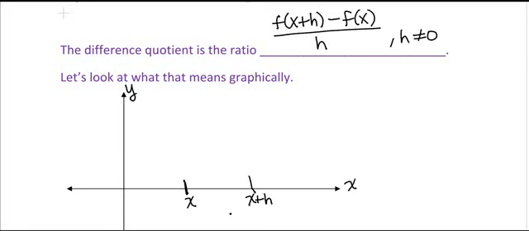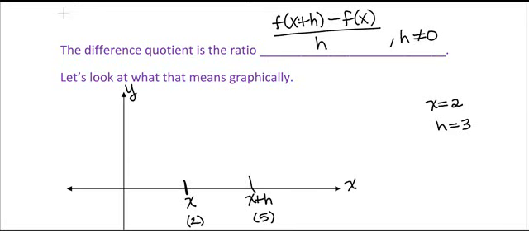Let's put a particular number in here. Let's say that x is 2 and h is 3, for instance. What would these values be? Our x is 2, and 2 plus 3 would be 5. Okay, so we're looking at an input of 2 and an input of 5.